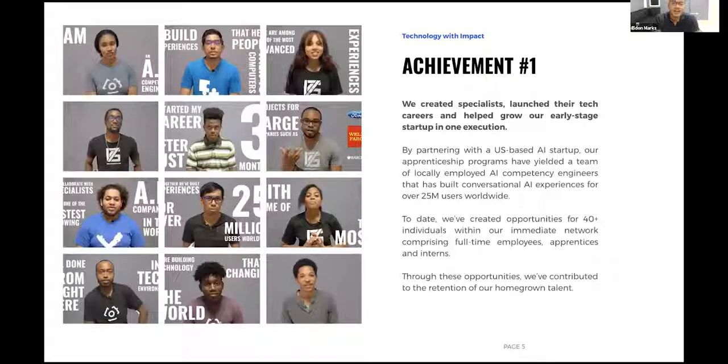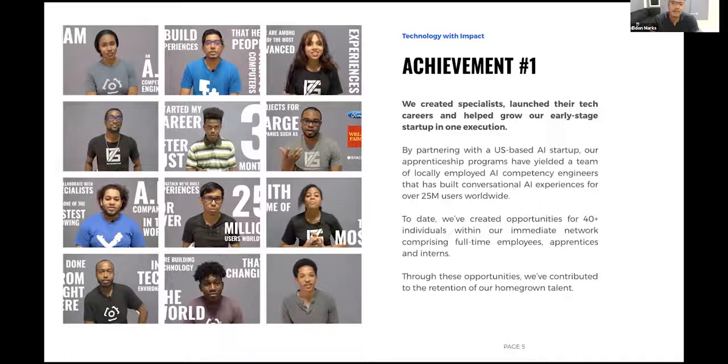The first achievement through this executed model is that we were able to create specialists. We helped them start their careers in tech. In tandem, we also grew our early stage startup in a single execution. We did this by partnering with a US-based AI startup. We organized with them not just knowledge transfer, but the ability to train even more individuals within this conversational AI specialization through apprenticeship programs.